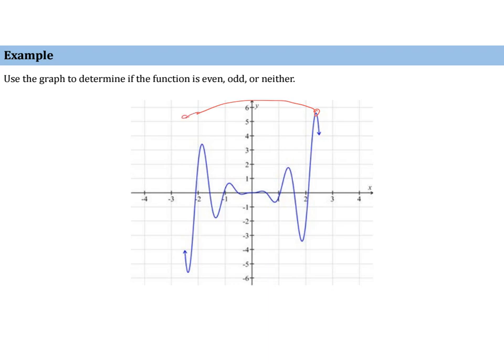But if we fold along the x-axis and then the y-axis, what do you think? If we fold along the x-axis and then fold along the y-axis, we do have it matching up. So this does have origin symmetry. And since it has origin symmetry, it's odd.